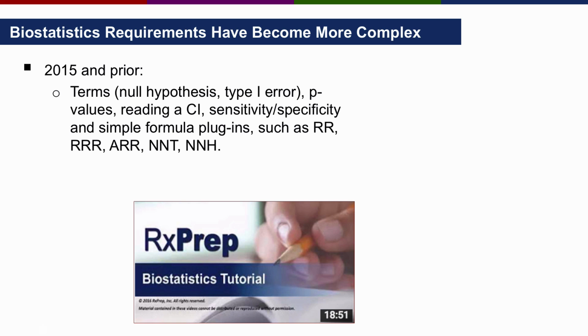Jennifer Schmitz, who's one of our pharmacists here at RxPrep, has taken the issues that students are asking for help with, such as how to pull information from a short abstract, the abstracts of some type of study, how to find the composite endpoints in the study. And she has made a little video called Biostatistics Tutorial. You can see here it's under 20 minutes. And we posted that on YouTube.